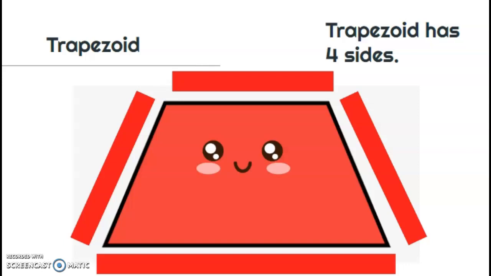The biggest difference that a trapezoid has compared to a square or a rectangle is it only has 2 lines that match each other. Look, this line goes right to left, and this line goes right to left too. And these lines are different because they go in. It kind of looks like a triangle or a volcano.